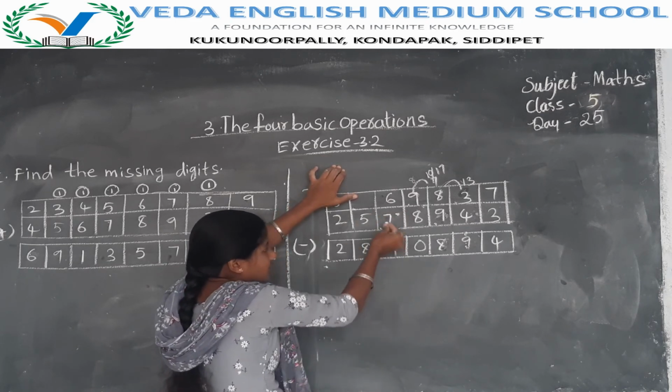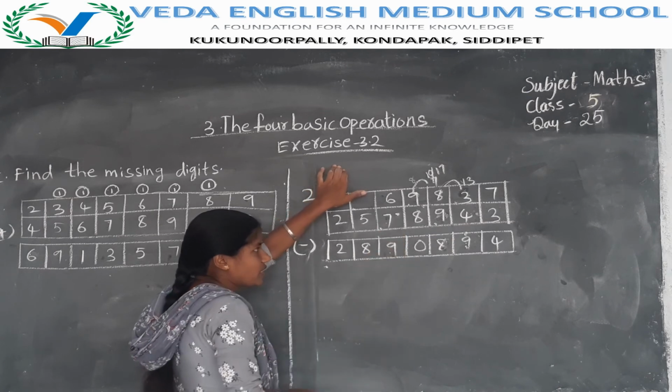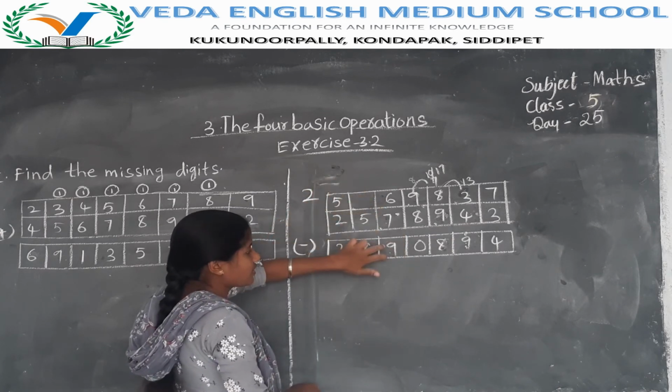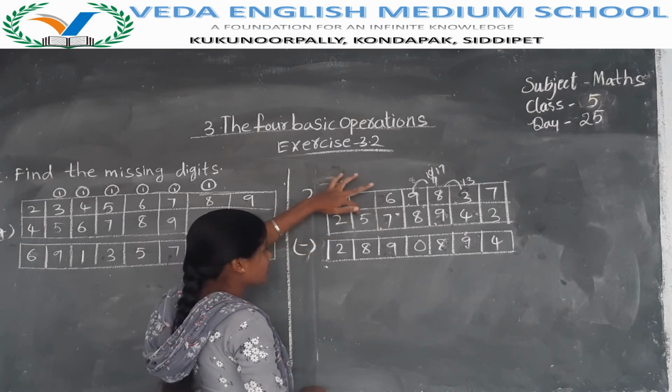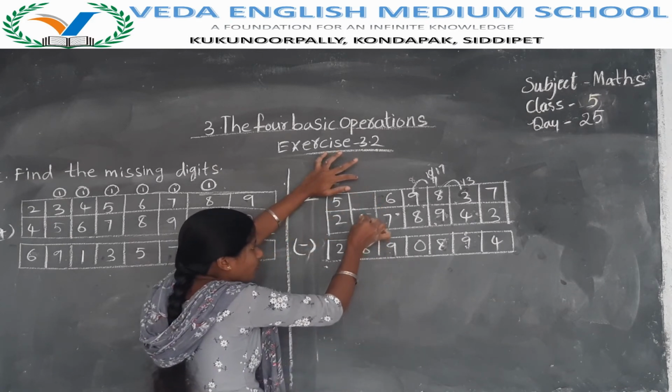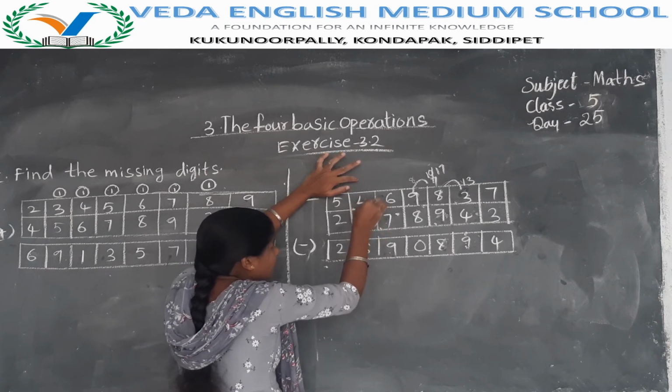Now see. 9 plus 7, how much? 16. 9 plus 7 means 16. Already we got 16, 6 only here. Now 16 means here we have 5, here take 4.